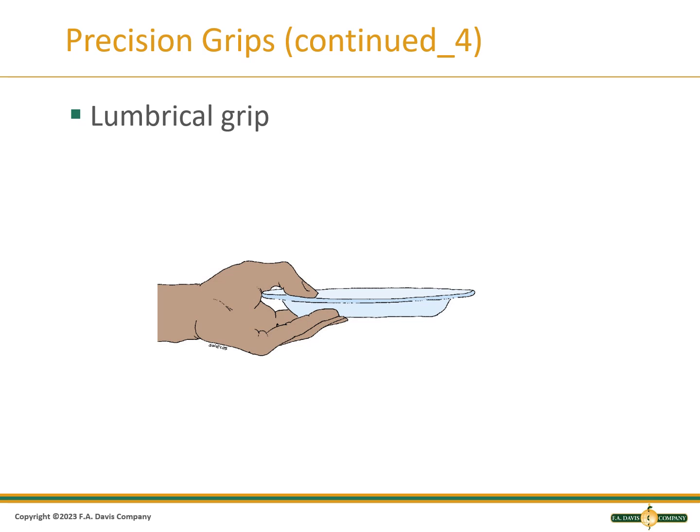And then the lumbrical grip is going to utilize our lumbrical muscles, so we'll have flexion of the MCP with extension of the DIP and PIP joints, and this is a position that we can utilize for things like carrying plates.